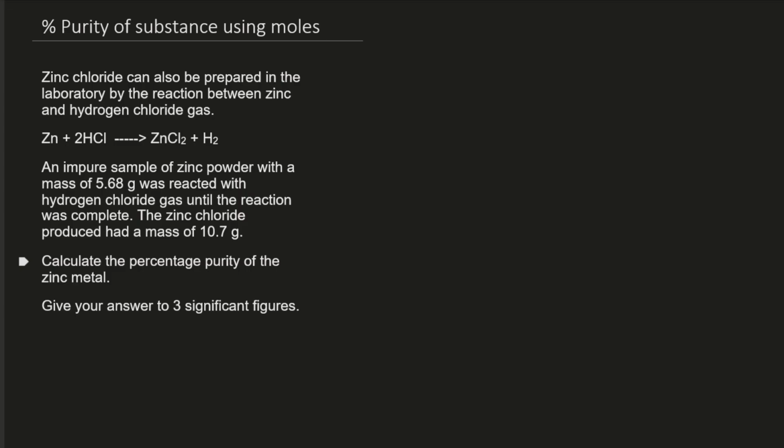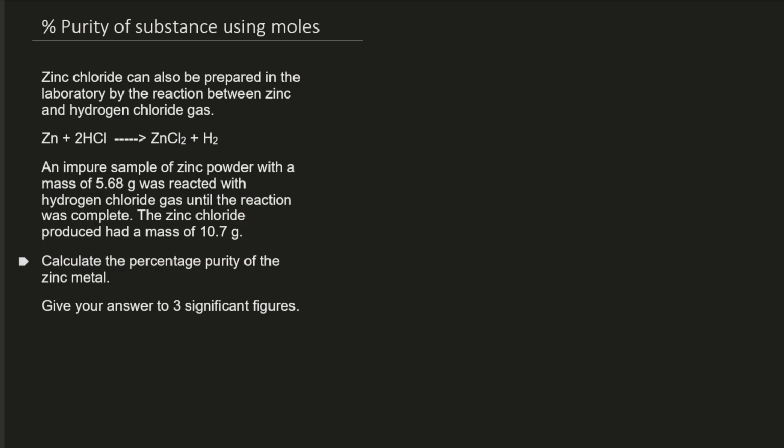So here is a question. It says zinc chloride can also be prepared in the laboratory by the reaction between zinc and hydrogen chloride gas. Okay, it's not often that we get a solid and a gas reacting in exam questions, but they do, and this is one of those cases.